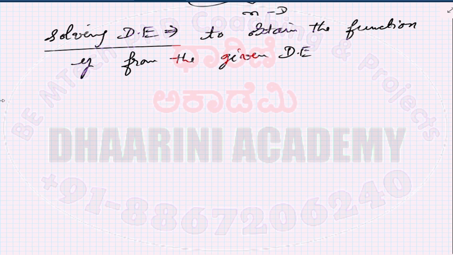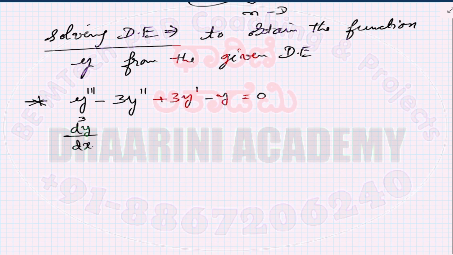Okay, we are going to give an LCCDE now. So this is y triple dash minus 3 times y double dash plus 3 times y dash minus y is equal to 0. Solve this. Solve this means what? I'll write the differential version now. So this is triple differentiation: d cube y by dx cube minus 3 times d square y by dx square plus 3 times dy by dx minus y equals 0.